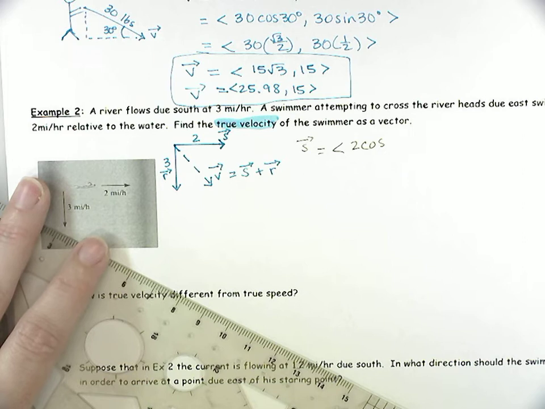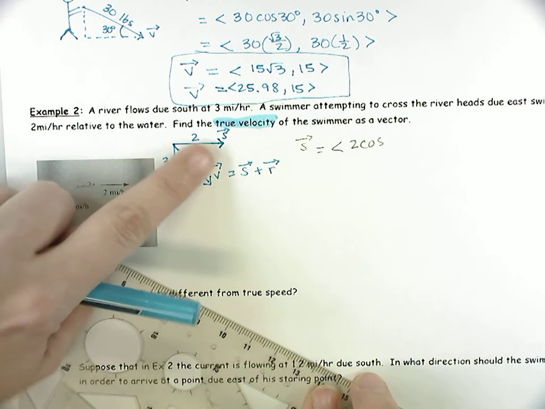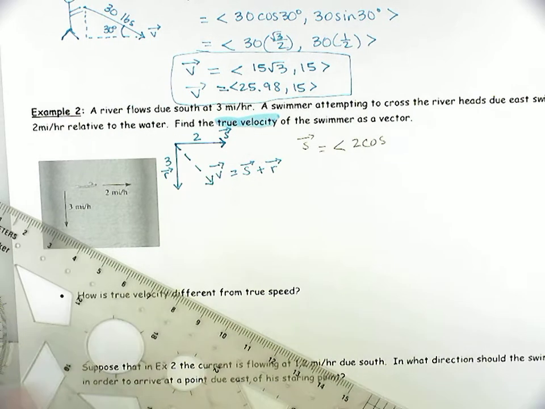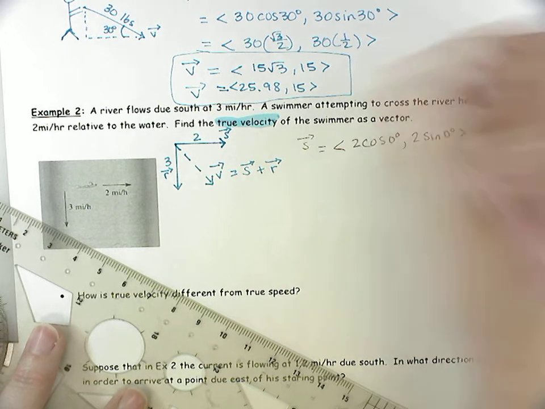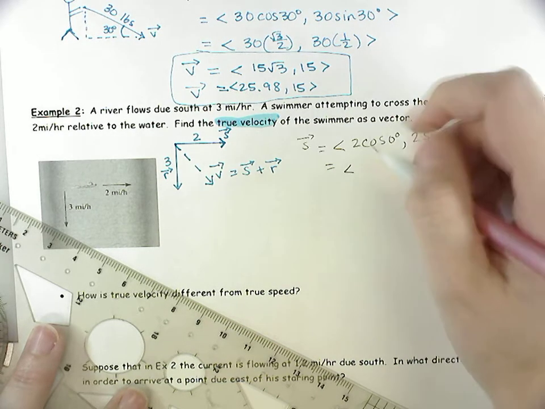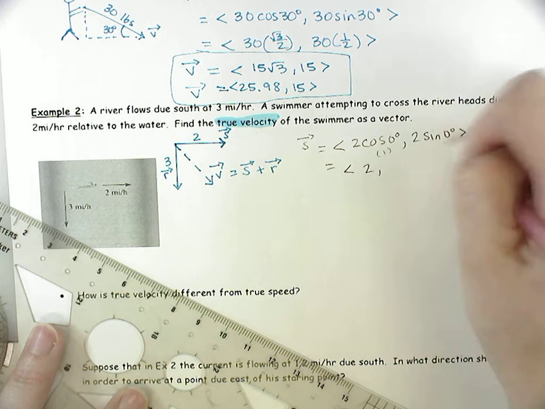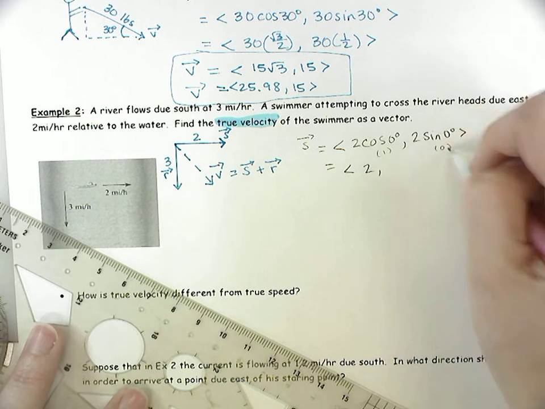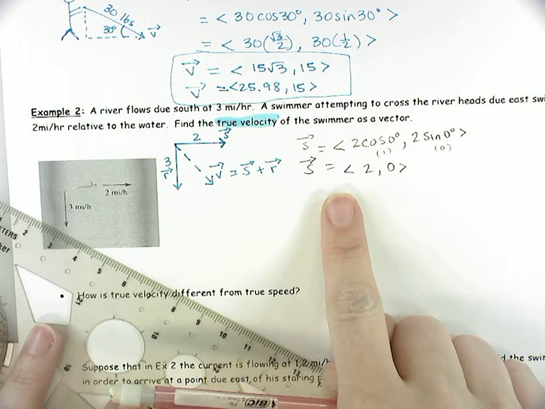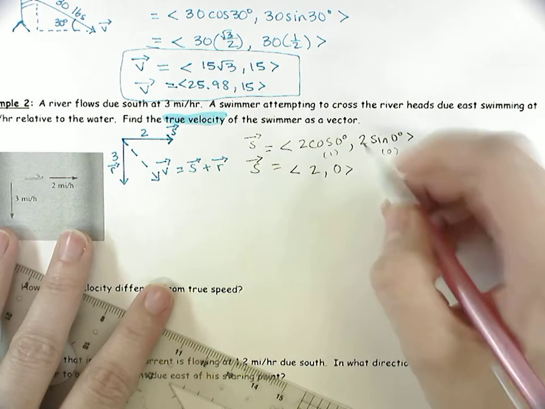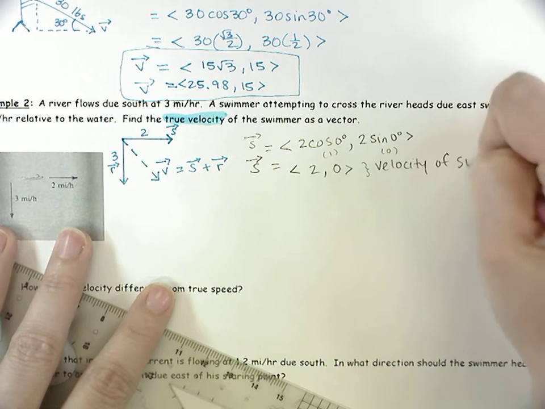So think of this, if I put this on my unit circle, what degree would this be at? 0, right? So this would be 0 degrees. The cosine at 0 is what? 1, so 2 times 1 is going to be 2. The sine at 0 is 0, so 2 times 0 is going to be 0. So what does this vector represent? The velocity of the swimmer. Perfect. Okay, so this is the velocity of the swimmer.